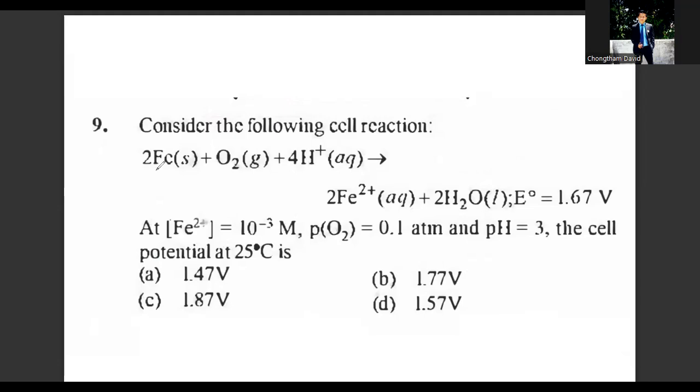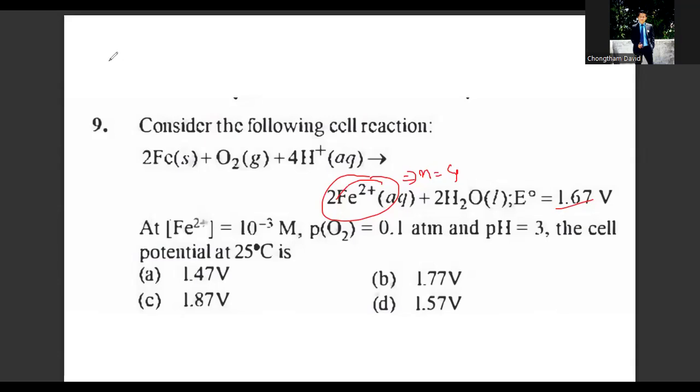Consider the following cell reaction. Iron is changing to iron 2 plus, and given cell standard potential is 1.67. So here the number of electrons is equal to how much? 4. The change in the number of electrons you can calculate here gives n equals to 4. Multiply this and you are going to get the value of change in the number of electrons.